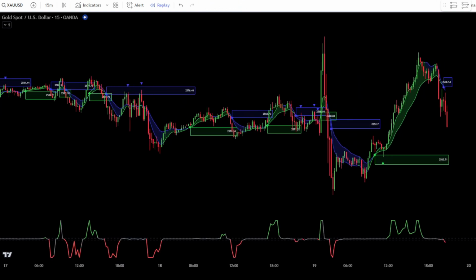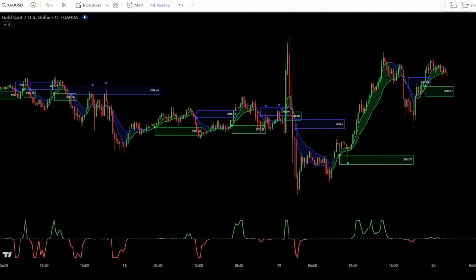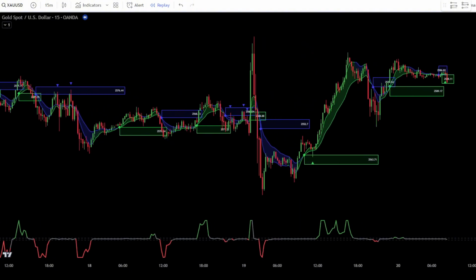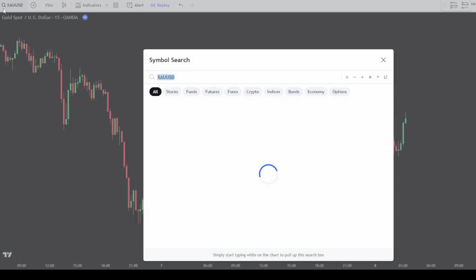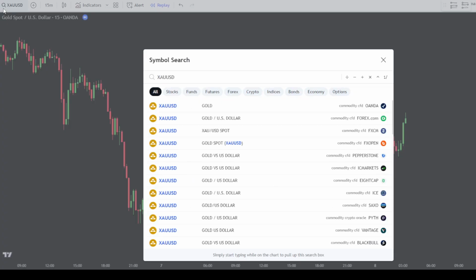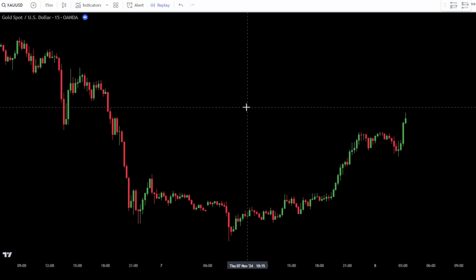Let's get started. If you want to use this buy-sell indicator, you can access it on Tradingview. In this example, we will use this buy-sell indicator for scalping gold. First, set the pair to XAU USD. Next, adjust the timeframe to 15 minutes.